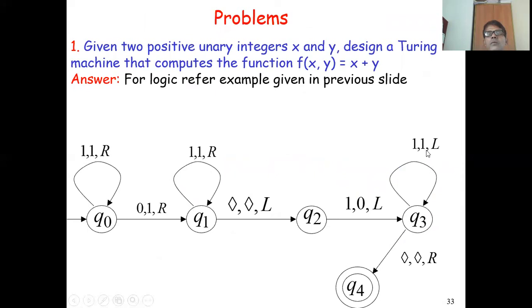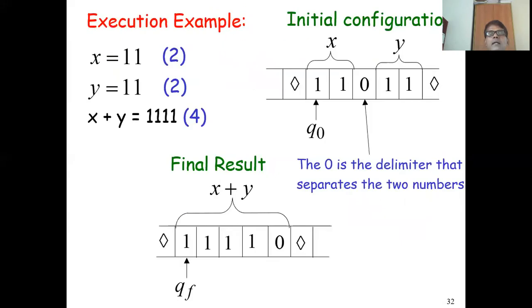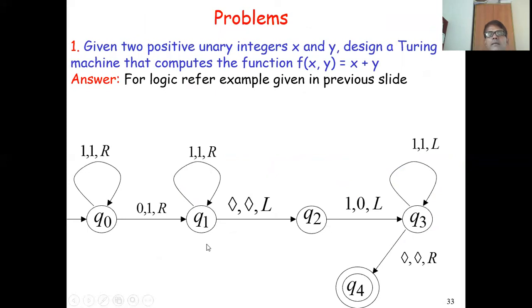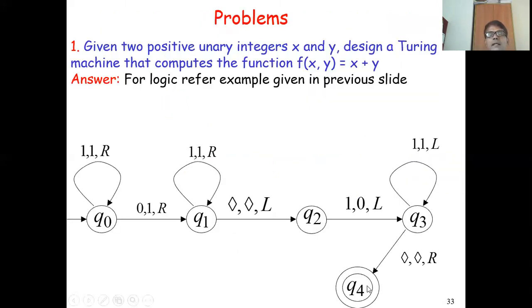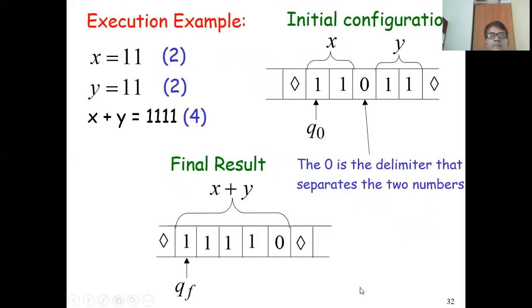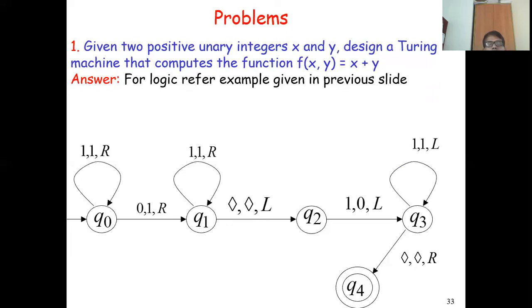It will keep on moving left, replacing 1 by 1 and moving left. Once it reads blank, it will replace blank by blank and move right. Finally, the final state will be pointing to the first symbol of the final result, that is, it will enter into the final state Q4. So that is the final state. The logic is very simple.